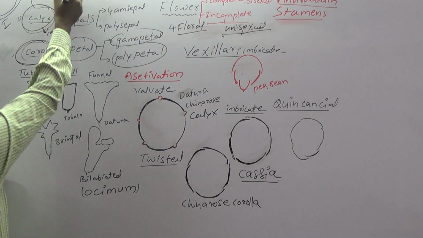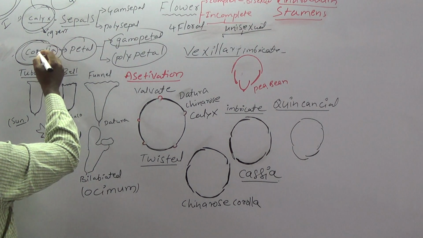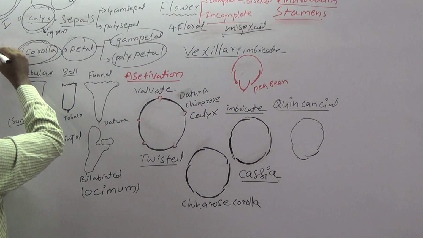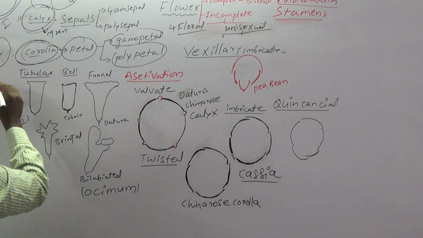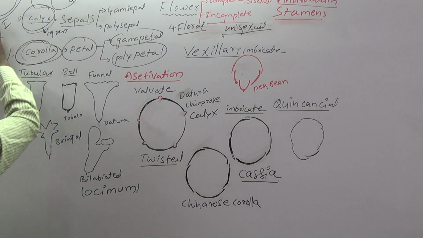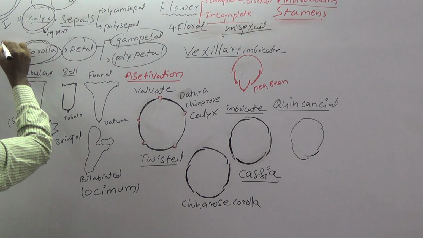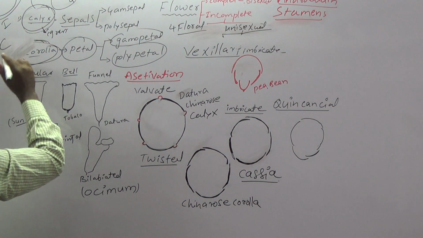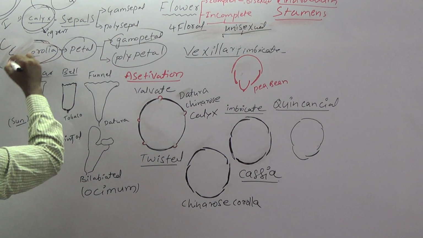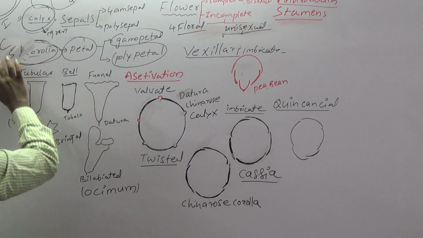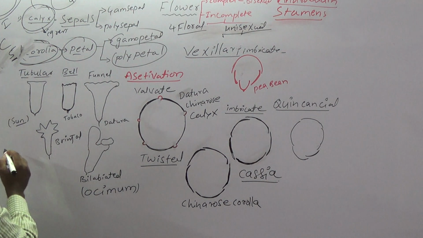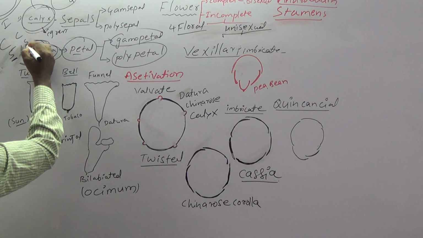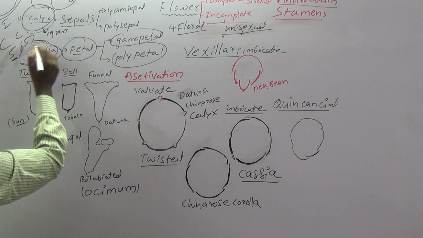Calyx is nothing but K, and corolla is C. Are you clear? What is the symbol of the corolla? C5, nothing but polysepals. How many petals are present? Sorry, 5 petals. C5 in brackets is gamopetalous.